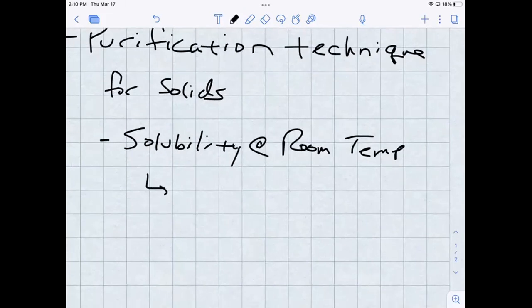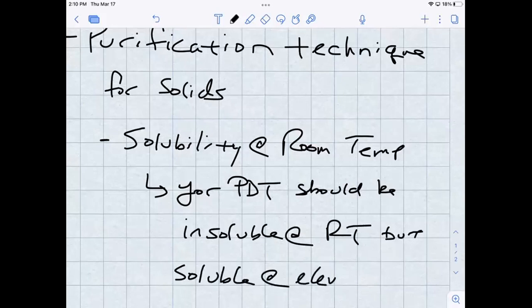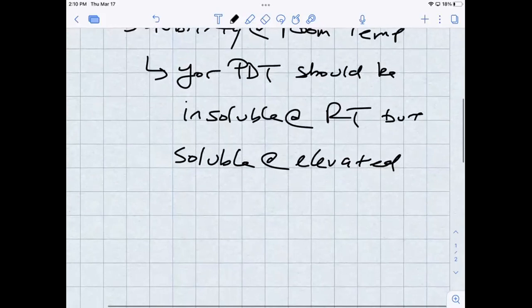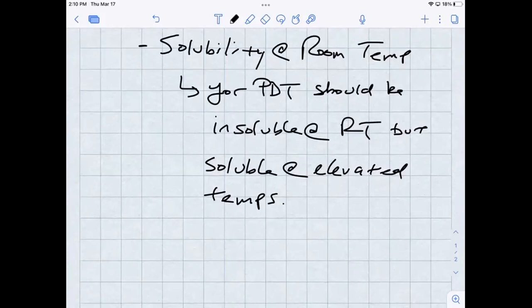So your solid that you're trying to purify needs to be insoluble at room temperature. Right, so if you have a solvent that you put your compound into and it dissolves right away at room temperature, you can't use it for recrystallization. You need something that is insoluble at room temperature, but soluble at elevated temperatures. That's a huge piece to this. Picking the right solvent is critical.